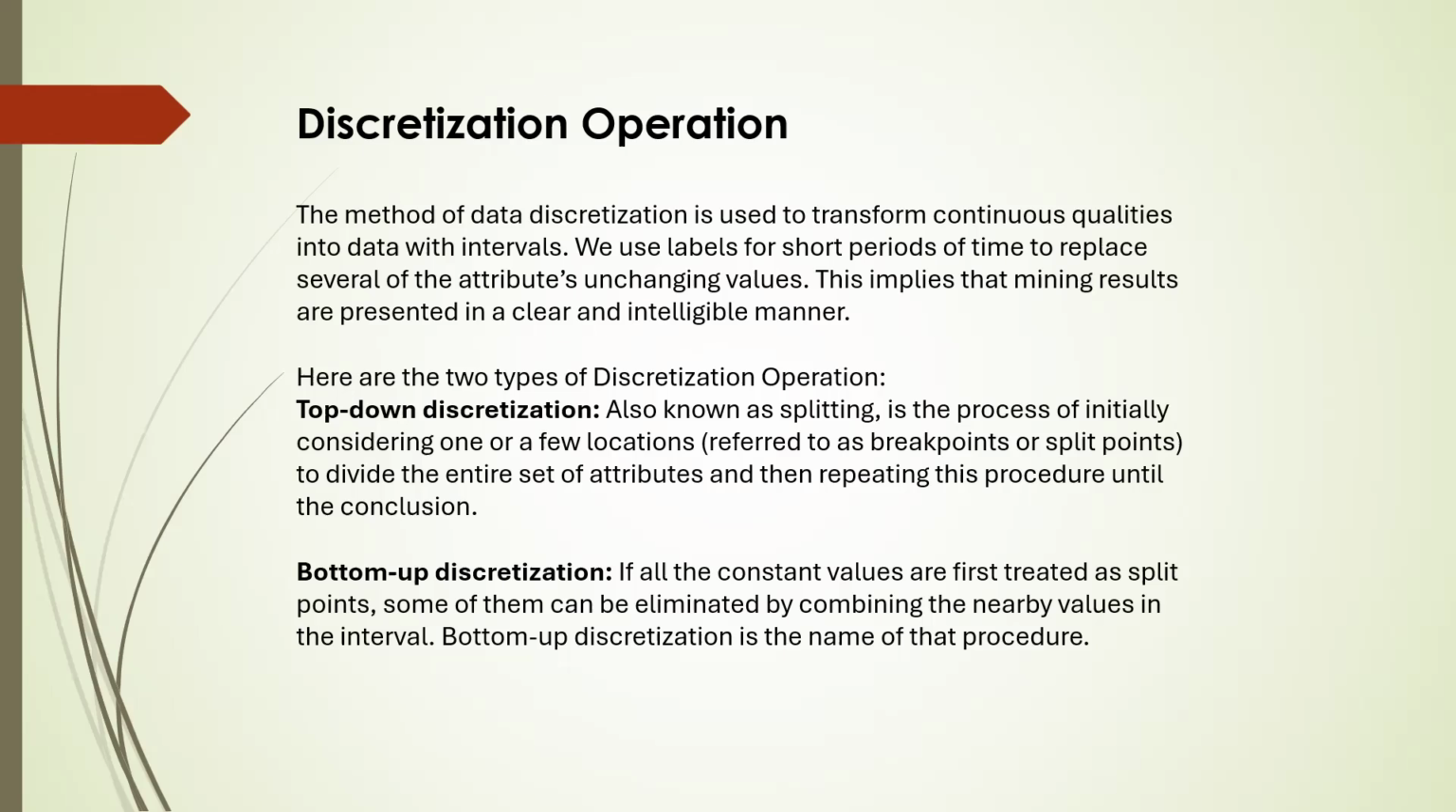There are two types of discretization, top-down and bottom-up. Top-down discretization is also known as splitting. It is the process of initially considering one or a few locations, like breaking points or split points, to divide the entire set of attributes and then repeating this procedure until the conclusion. In bottom-up discretization, all the continuous values are first treated as split points. Some of them can be eliminated by combining the nearby values in the interval. Bottom-up discretization is the name of that procedure.